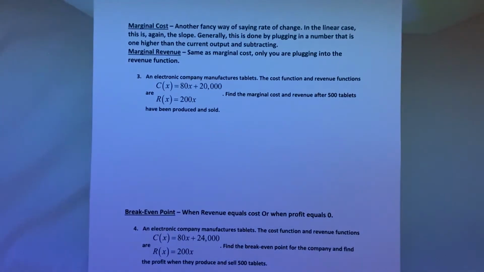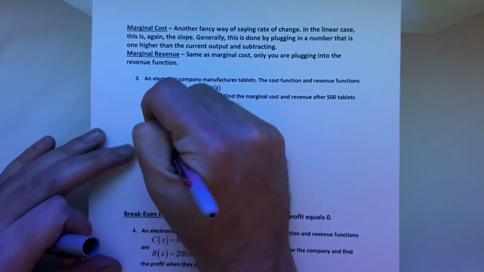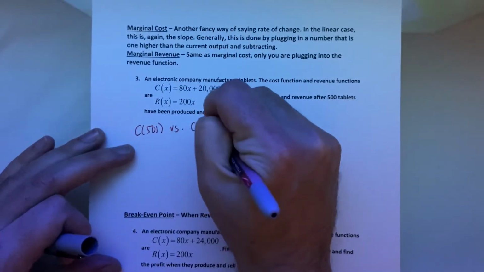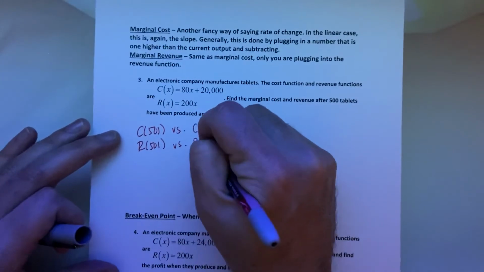Okay, so other concepts that they're introducing. Marginal cost is, again, another way of saying rate of change, but marginal cost normally is the cost to produce 1 additional unit. For a linear, the cost of producing units is always the same, so it doesn't matter. So an electronic company manufactures tablets. The cost and revenue functions are given. Find the marginal cost and revenue after 5 tablets have been produced and sold. So normally what you would do is you would look at the cost of 501 units versus the cost of 500 units to see how much the cost increased. Same with revenue. And we'll do that when it actually matters.